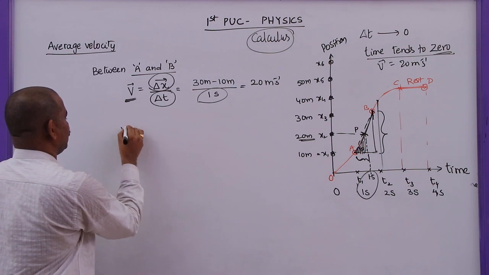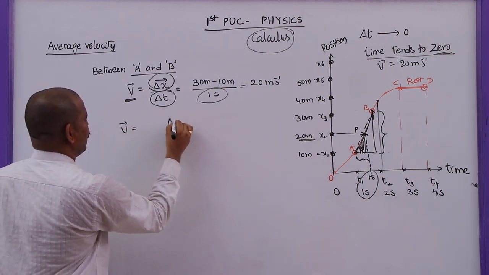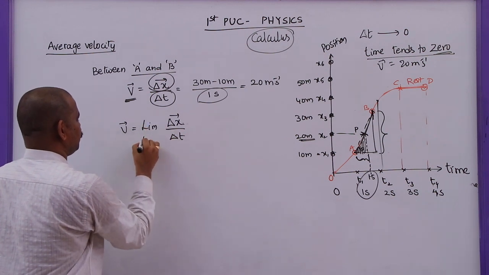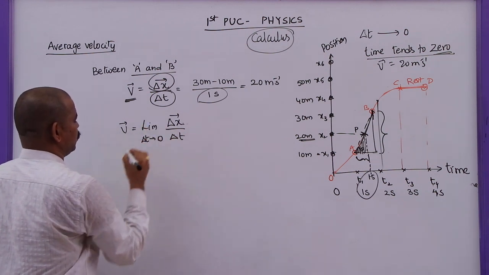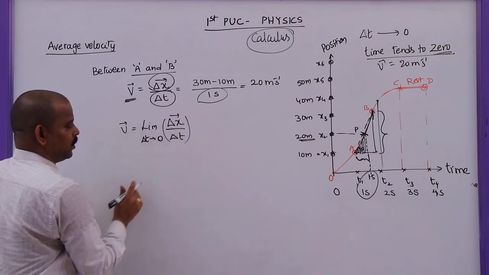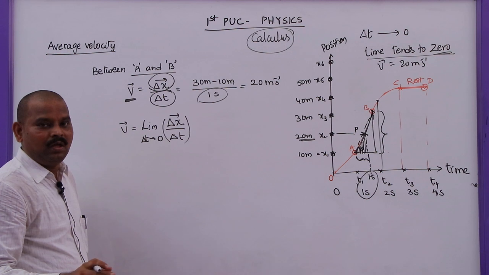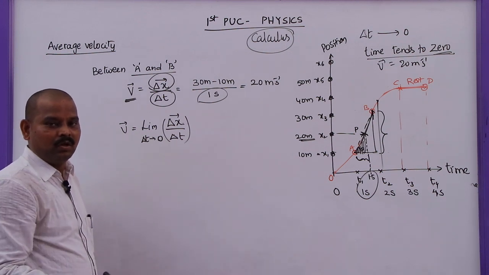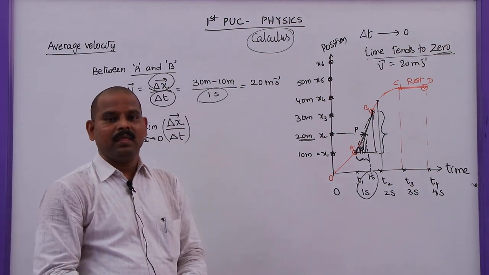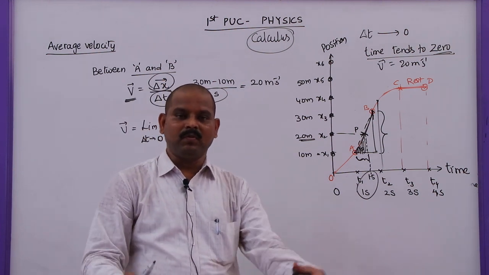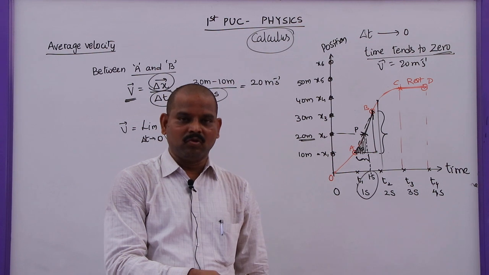So here V bar is given by delta x bar by delta t, when the limit of delta t tends to 0. This is the actual formula, but what is the limit of delta t? Delta t is not equal to 0, but delta t is almost equal to 0. Now, if you are riding a bike, your bike speedometer will show different readings. When you start your bike, the speedometer will show 0.